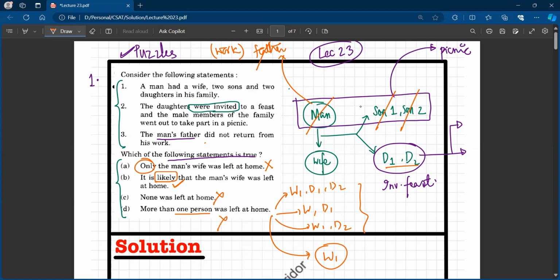So this is wrong. So out of these four statements, the most likely correct statement is B. We'll go with that. Clear? So I hope you have understood this problem. Let us proceed to the next question.